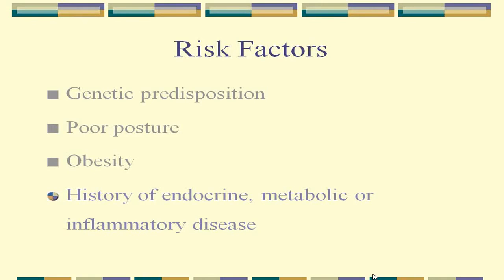Okay, some risk factors that we see associated with osteoarthritis are genetic predisposition, meaning it runs in the family. Poor posture. When we have poor posture, that puts more weight on our lower extremities. Okay, obesity. Also, a history of endocrine, metabolic, and inflammatory diseases all can play a factor in the development of osteoarthritis.